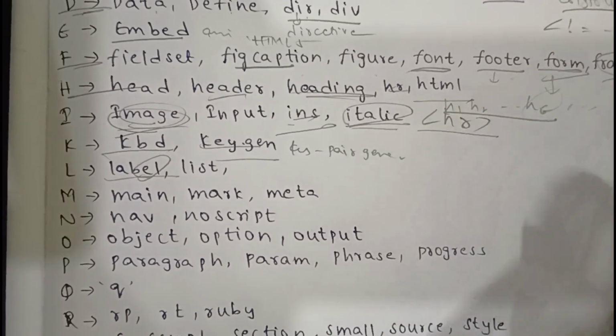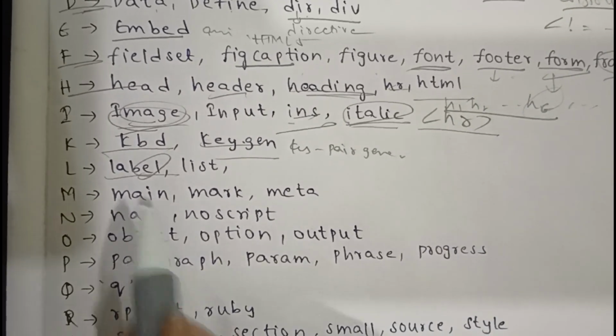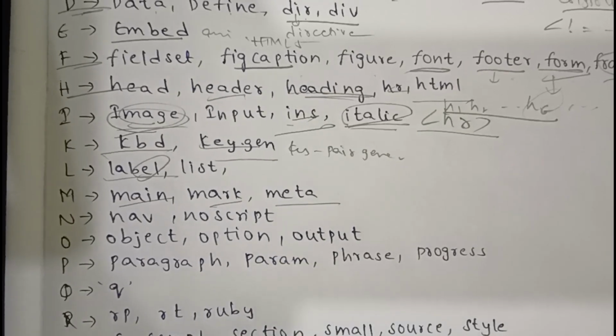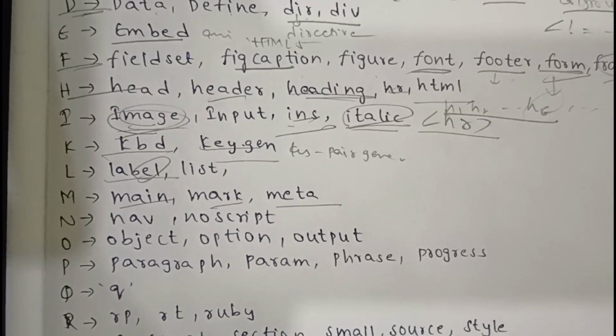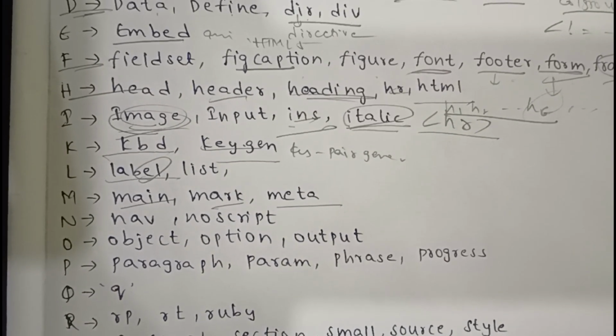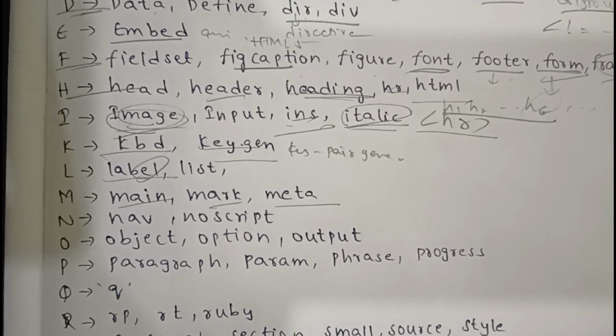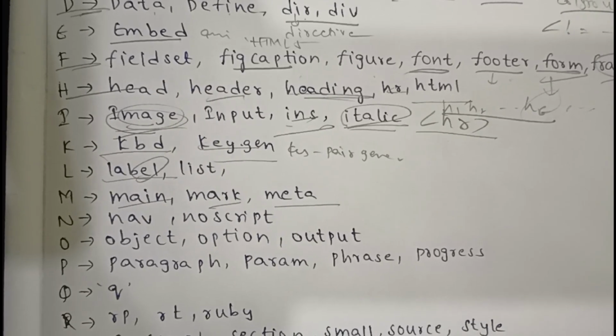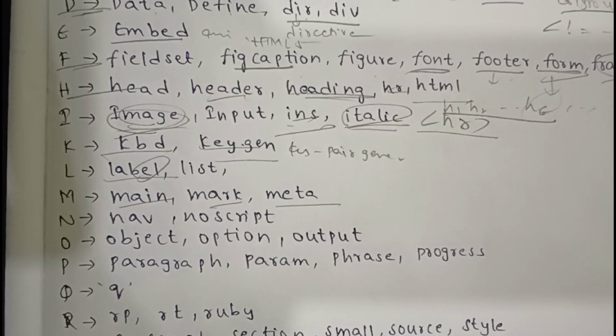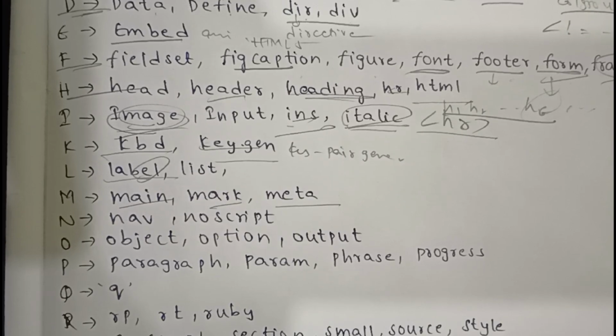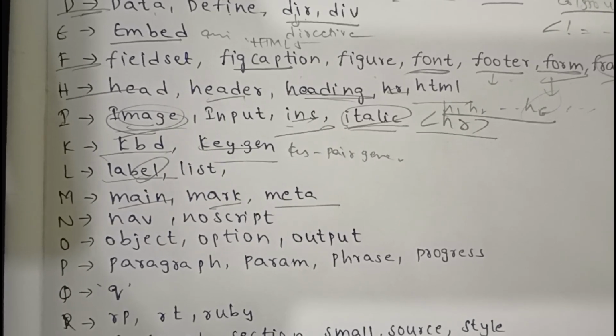Okay. Next, M. What is M? In M we have main, mark and meta. What is main? Main is used to give the main information of a document. The content inside the main element should be unique for the document. Next, mark. Mark is used to define the marked text. It is used to highlight part of the text.